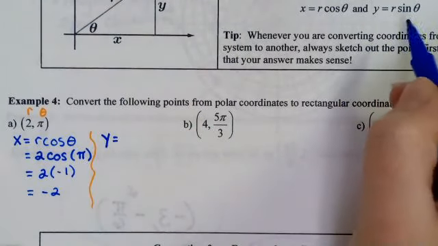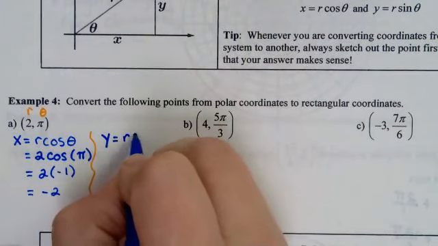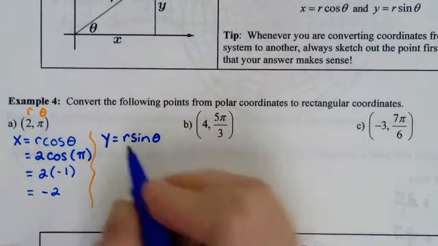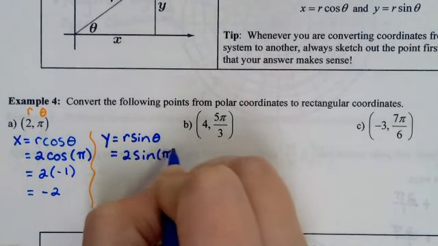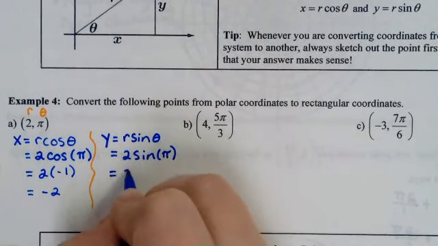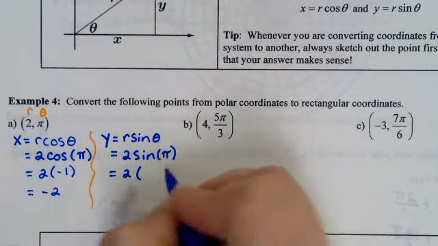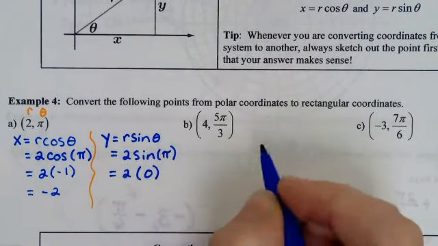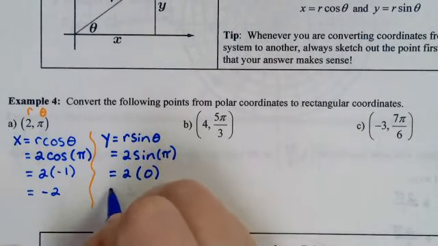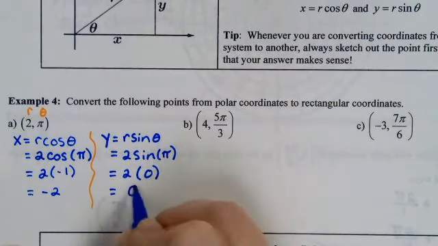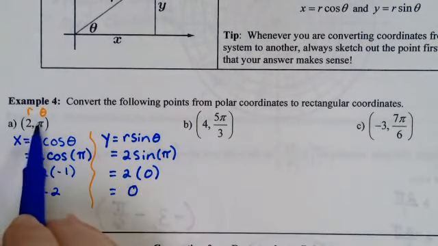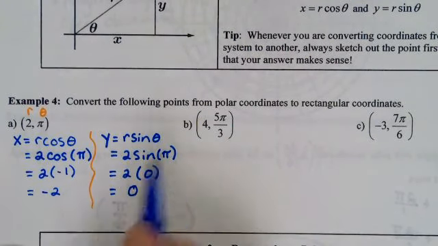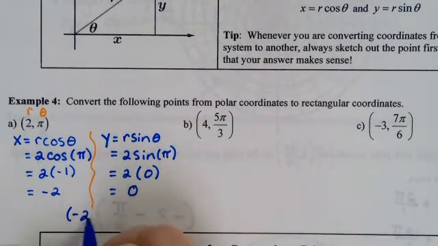Y-coordinate, same kind of way, but we're using the second one. We want r sine theta. All right, so that's 2 sine of pi. Sine of pi is actually 0. Go to pi, look at the y-coordinate, it's 0. 2 times 0 is 0. So although my polar coordinates are (2, pi), my rectangular coordinates, the x and y, are (-2, 0).